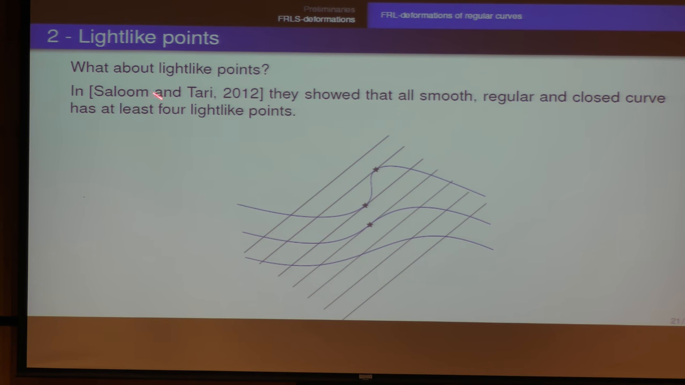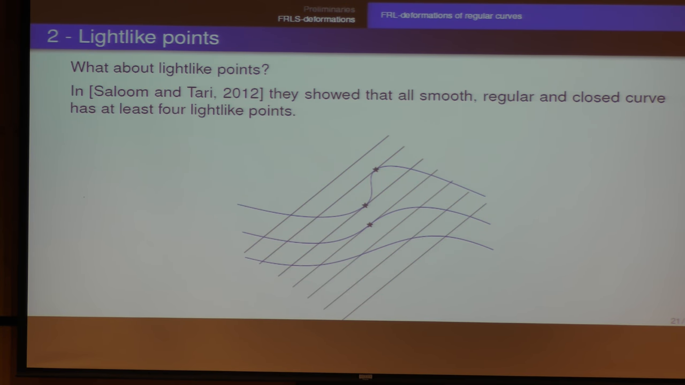Okay. Here in this work of Saloom and Tari, they showed that every smooth, regular, closed curve has at least 4 light-like points, and then light-like points can always appear. Okay. Here in this figure, we have an original curve with 1 light-like point, and we can deform it. And here the light-like point goes out, and here we have a birth of another light-like point. And here we can see that a light-like point is a point where the tangent line is parallel to the diagonal line.